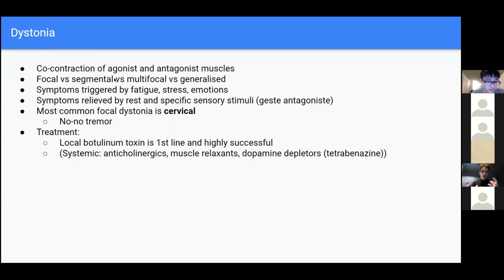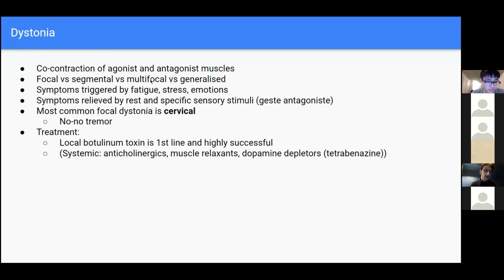So it's essentially like muscle contraction that doesn't make sense. It's undirected. And dystonia, you can break it into focal versus segmental. So focal being kind of one muscle group involved, segmental being two kind of contiguous muscle groups involved, versus multifocal, meaning more than one muscle group involved, but they're not contiguous, versus generalized, meaning plenty of different areas of the body involved.